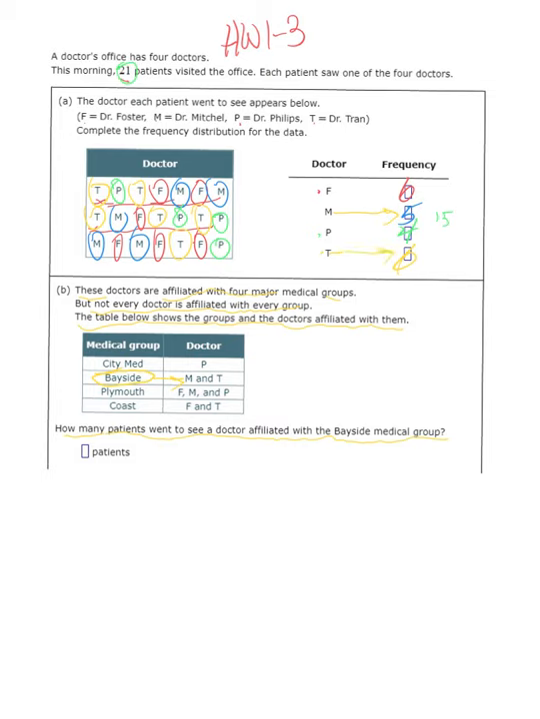So how many patients went to see a doctor affiliated with Bayside? So since they have those 2 doctors, we take the patients that went to see them, 5 and 6, add them together, and we get 11 patients. All right, that's problem type number 1.